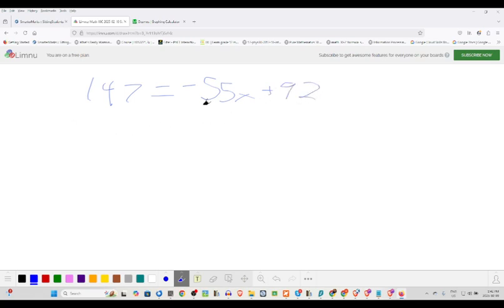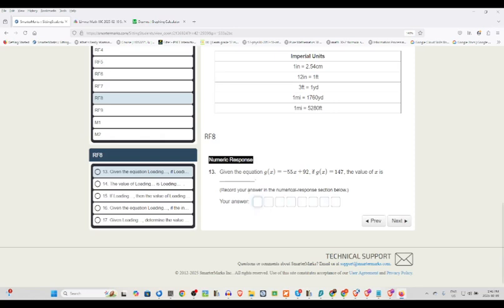We can subtract 92 from both sides. Give us 55 equals a negative 55x. Divide both sides by negative 55. And our x equals negative 1. Yes, you have oodles of boxes because we need space for someone to make a mistake with something like negative 147 over 92.